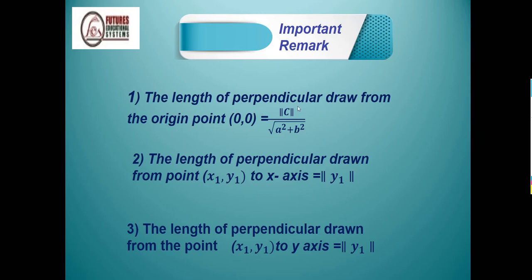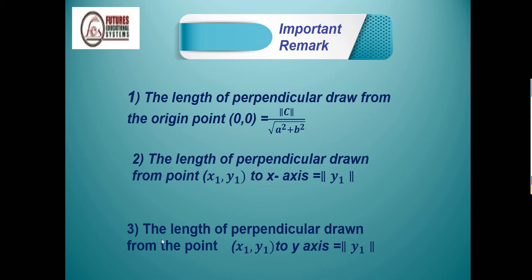Important remark. The length of perpendicular drawn from the origin point 0, 0, therefore the rule in this case is modulus c over square root of a power 2 plus b power 2, because x1 and y1 equal 0 and 0, the origin point. The second remark, the length of perpendicular drawn from the point x1, y1 to the x-axis, therefore the rule in this case is modulus y1.